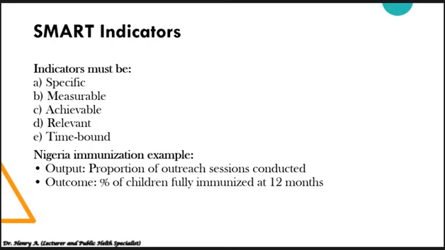For example, in Nigerian immunization, we have the output, which is the proportion of outreach sessions conducted. That's the output: the proportion of outreach sessions that were conducted. Now, the outcome is the percentage of children that were fully immunized within 12 months. So the output is the proportion of outreach sessions conducted. Now that they have conducted it, what is the outcome? We are talking directly about the percentage of children that were fully immunized within those 12 months.